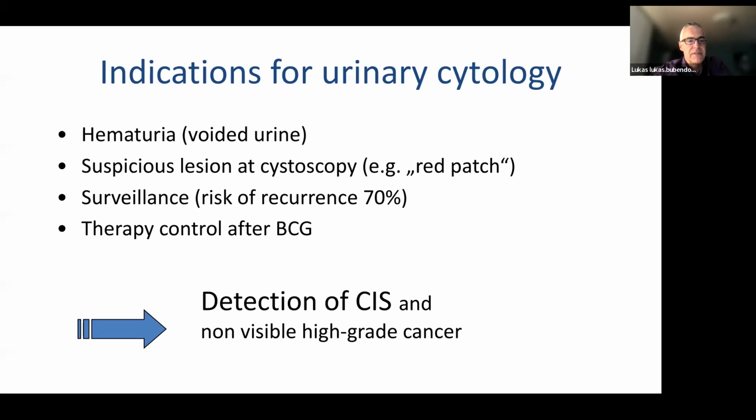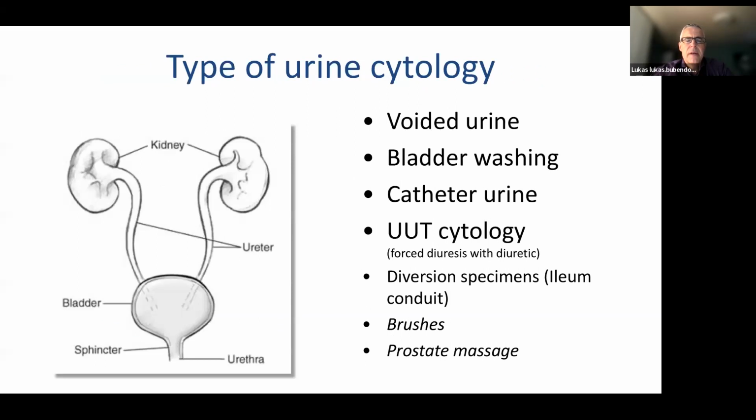70% of all cases. And another intriguing indication is control after therapy with intravesical BCG to see whether it was successful or not. We have known for a long time that detection of CIS and non-visible high-grade cancer is the main purpose and the main strength of cytology, of urinary cytology.